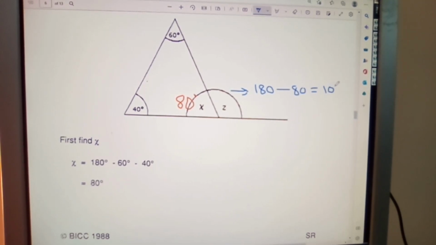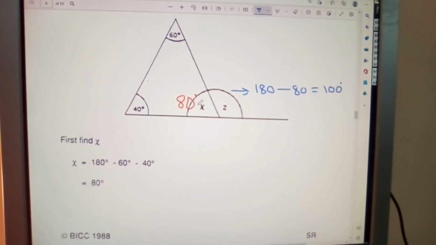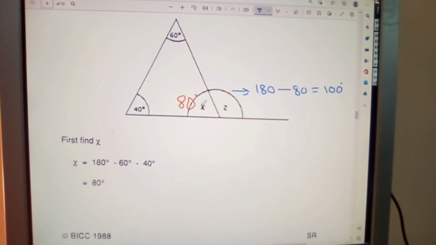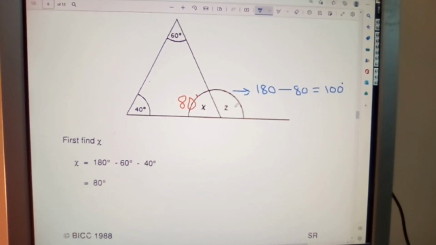Degrees. Now remember that a straight line is always 180 degrees. So if this angle here is 80 degrees and that angle is 80 degrees there, because this is a straight line, we take 80 degrees from 180, and that will leave us 100. So this angle here is 100 degrees.